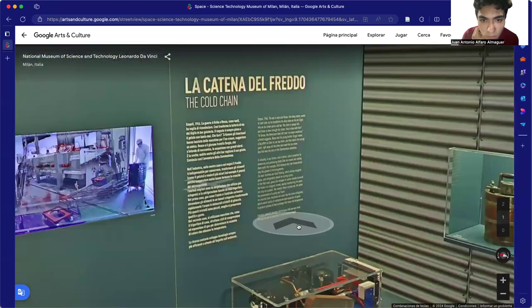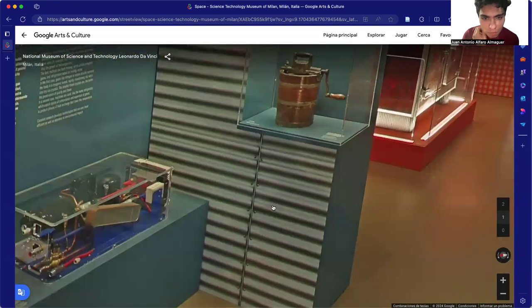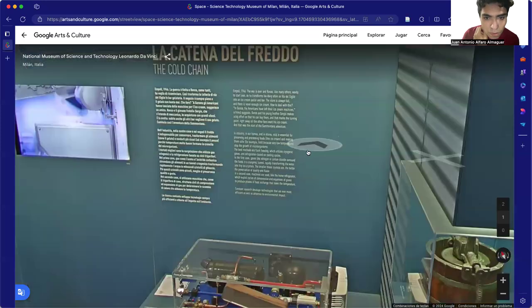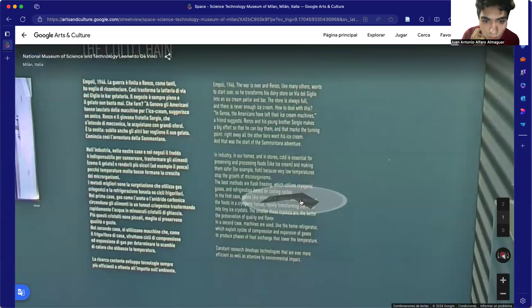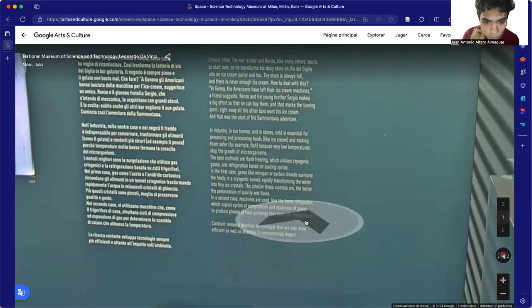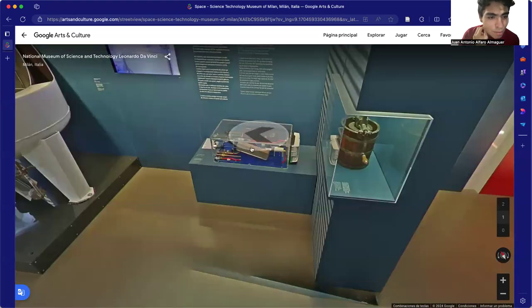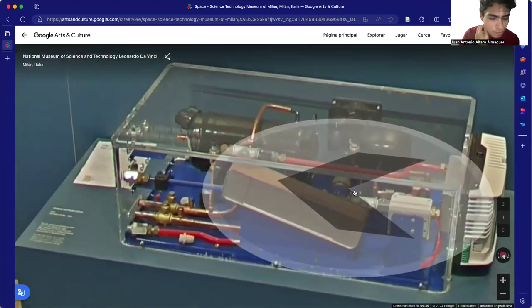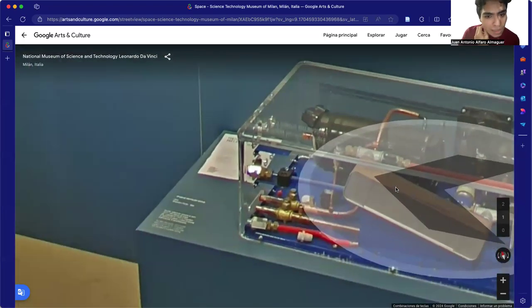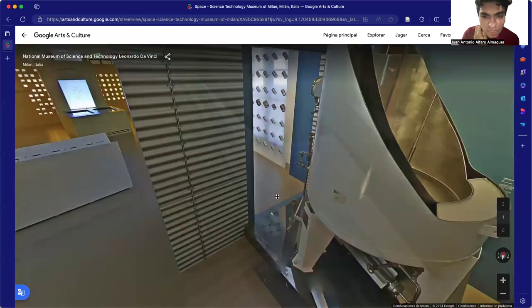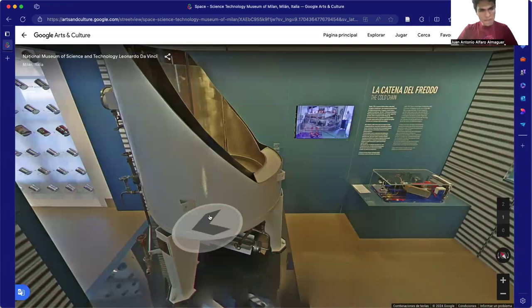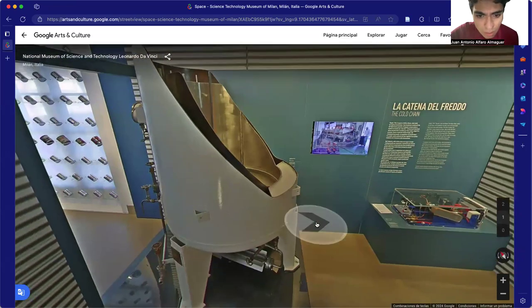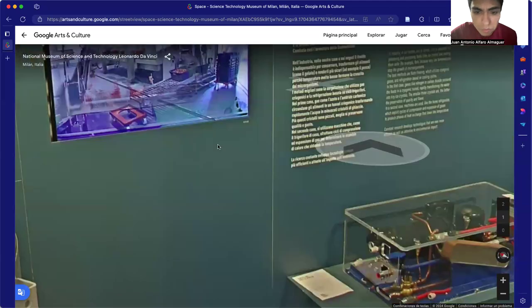Hmm. What is this? In industry or homes and stores, cold is essential for preserving and processing foods like ice cream. Okay, right. This is a compressor. This is an air compressor used to transport the heat away from a given substance, right? But what is this? Maybe it's a freezer used for industries?